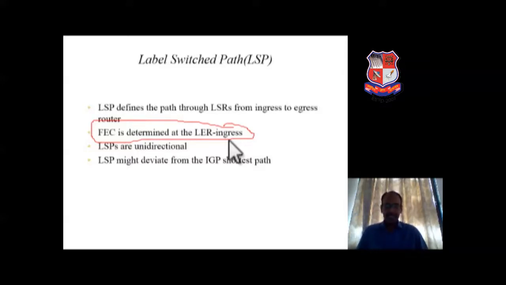So for that there must be an established LSP, that is called a label switch path. There must be an LSP, and if it does not exist, then it must be created at that time. But the interesting part is that it is unidirectional. That means there is a clear-cut flow of data from this end to this end. So it's not bidirectional. There is a very clear-cut flow of data.